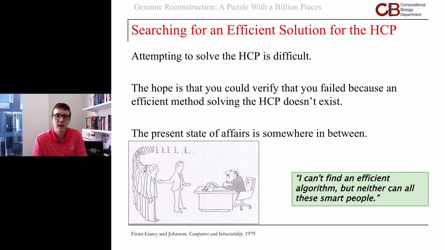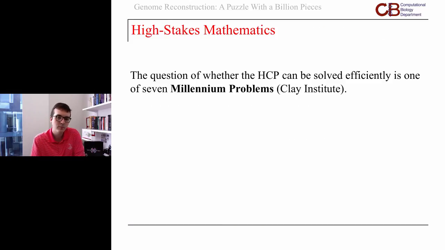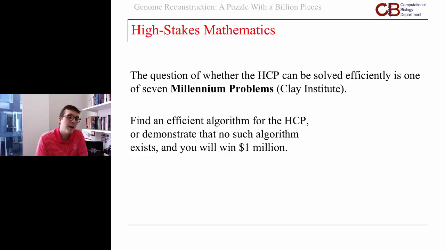But the present state of affairs is that a lot of really intelligent people have tried to solve this, but no one has ever been able to find that efficient test for solving the Hamiltonian cycle problem. And that is such a fundamental question that it was added to a list of 7 millennium problems by the Clay Institute in Massachusetts. They said, if anyone is able to find an efficient algorithm for this Hamiltonian cycle problem, or demonstrate definitively that there is no efficient algorithm that can be used for, say, large networks, then they will award you a $1 million prize. So this was one of 7 different problems that were announced in 2000.